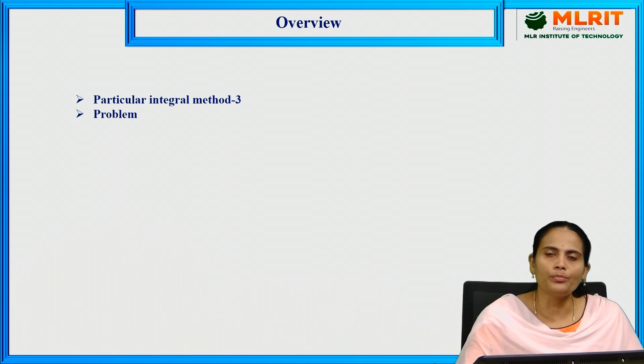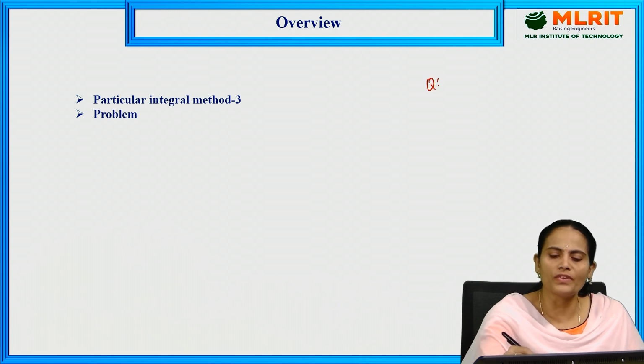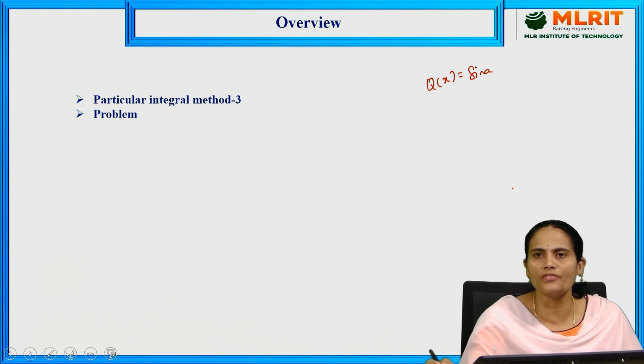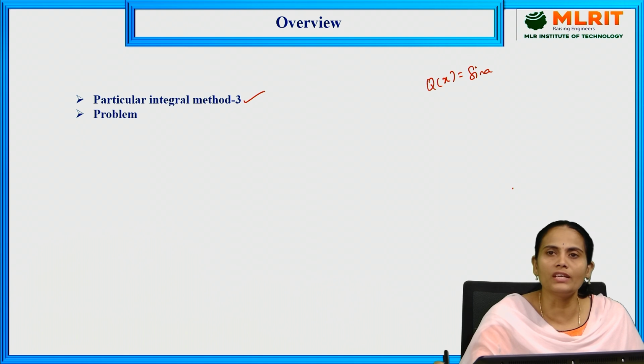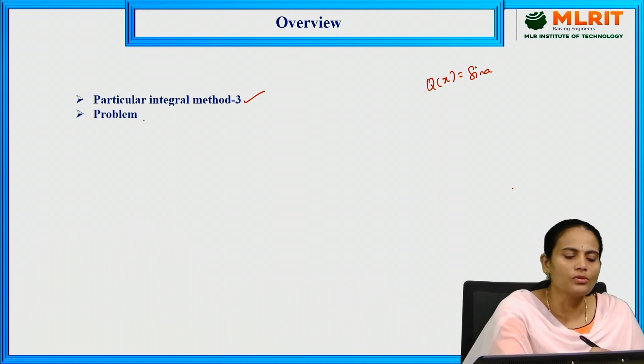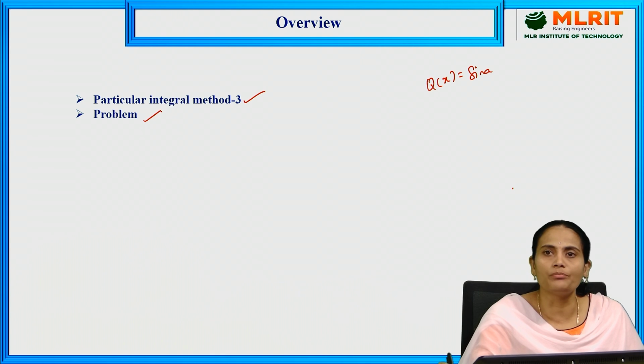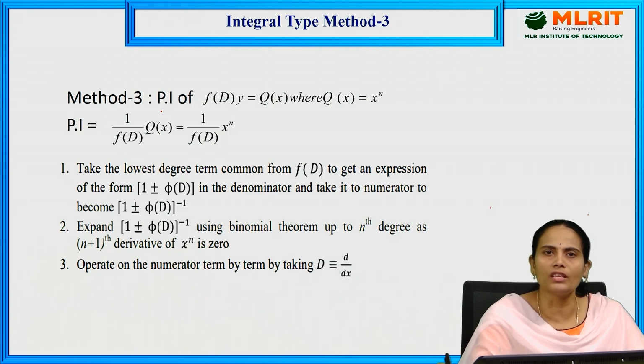In the last session, we discussed the particular integral of type 2. Type 2 is Q of x equal to sin ax or cos ax, or sin of ax plus b. In this session, we will discuss the particular integral of type 3, or method 3, and we will see a problem on type 3 of finding a particular integral.